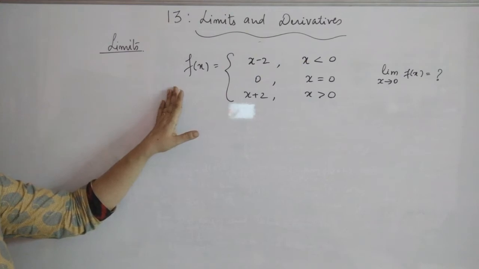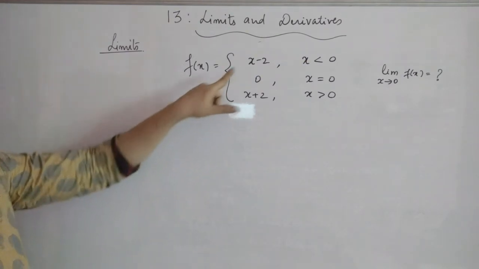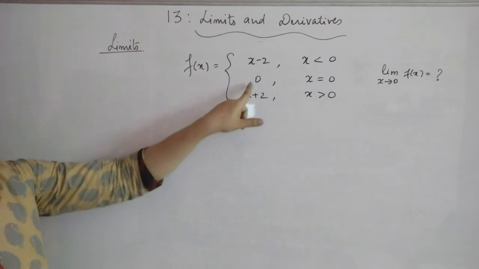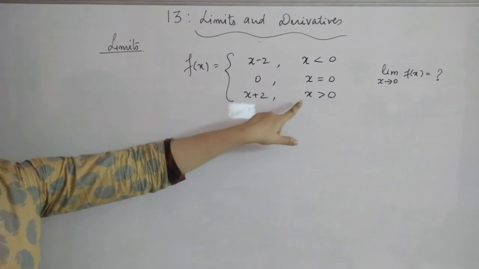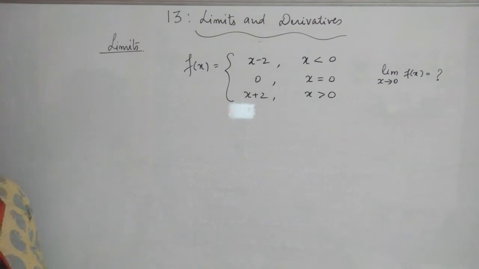Considering another example, f of x is equal to x minus 2 when x is less than 0, 0 when x is 0, and x plus 2 when x is greater than 0. And we have to find the limit as x tends to 0 of f of x. That means as x approaches 0, what happens to the function value, to which point it approaches.